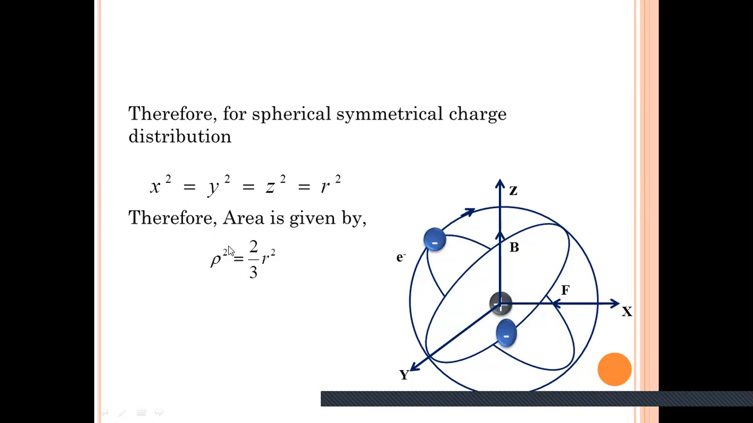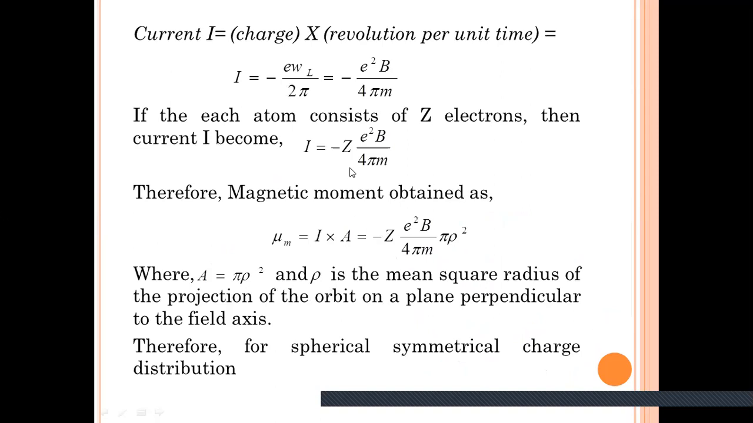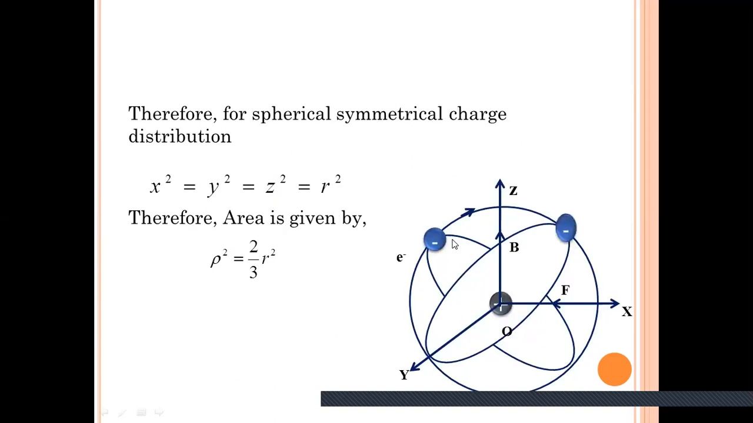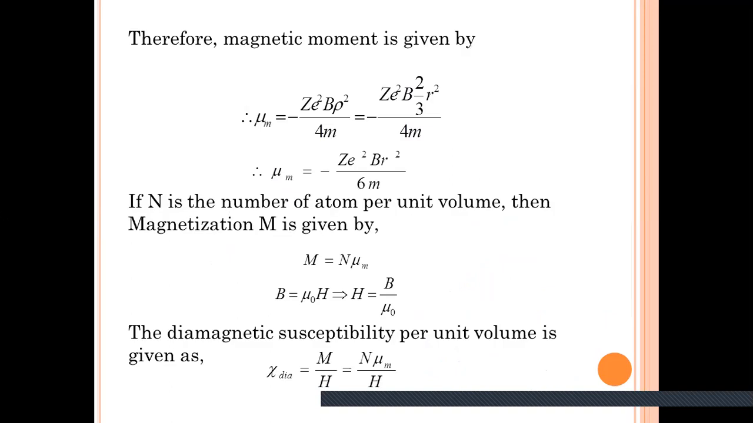We can put this value in the area equation. Therefore, finally we get the area. This area will be pi rho square. We put the value of rho square equals 2 by 3 r square. Then we get the final equation: mu m equals Z e square B rho upon 4m. Putting the value of rho here, 2 by 3 r square into 4m. Therefore, the magnetic moment mu m equals minus Z e square B r square upon 6m.